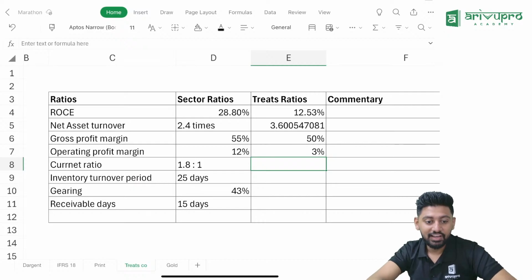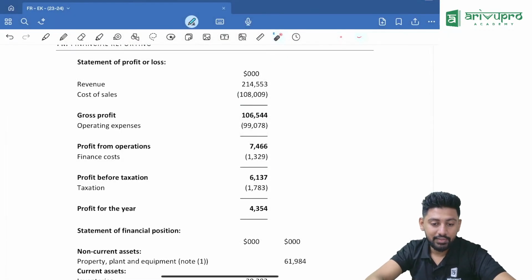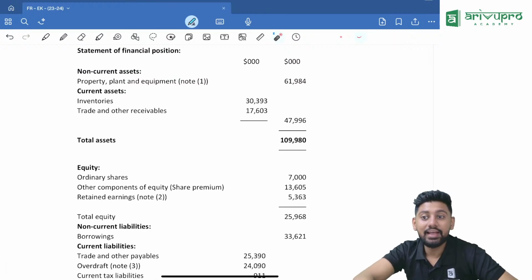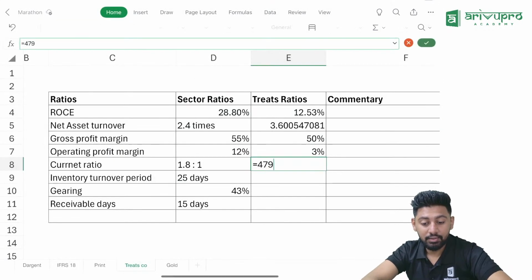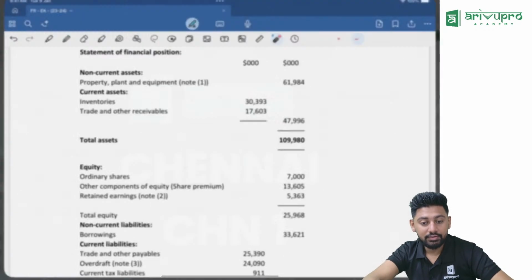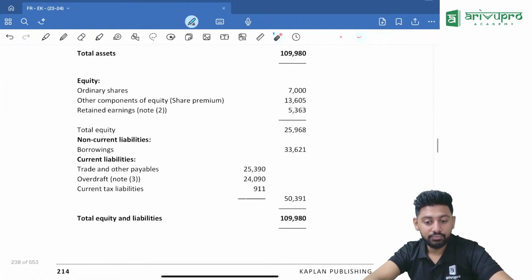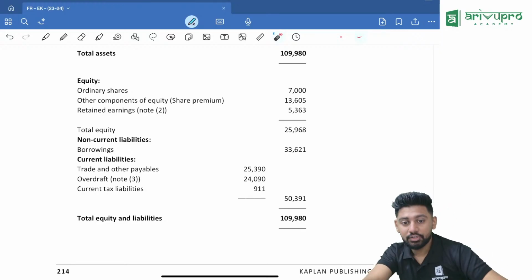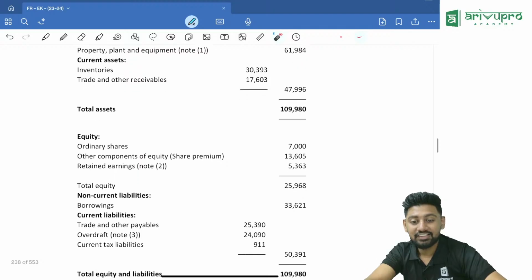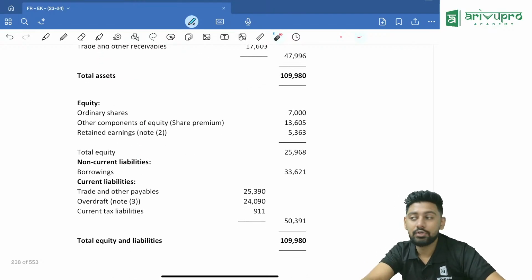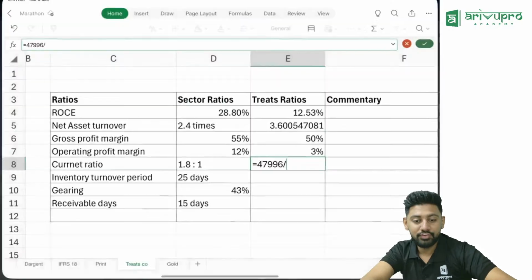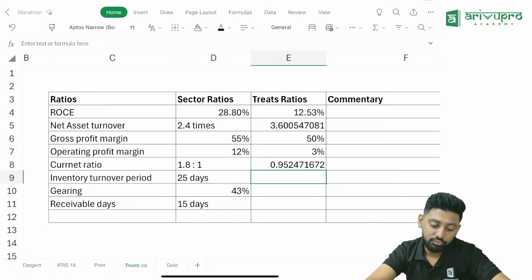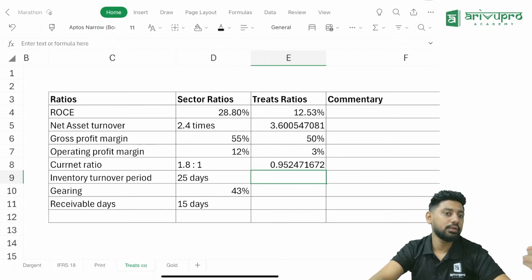That's done. And then I've got my current ratio, which is current assets over current liabilities. My current assets is standing at 47,996 over my current liabilities, which is 5391. I think we are not able to meet our liabilities on time, because it looks a bit tough for us. That gives me 0.952. I told you we are struggling to meet our liabilities.